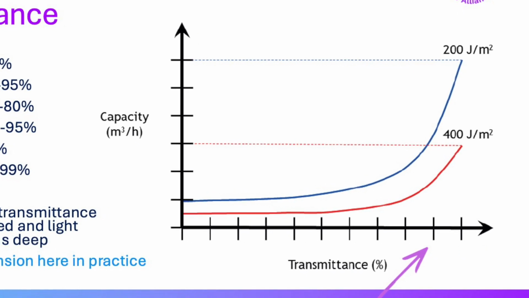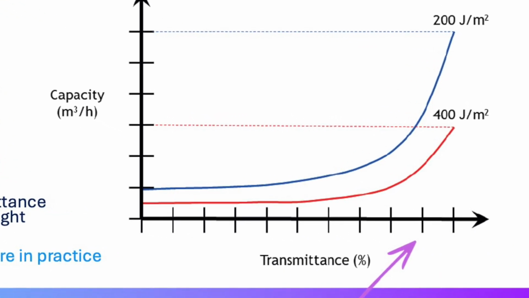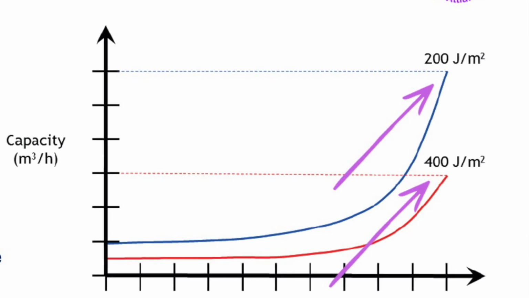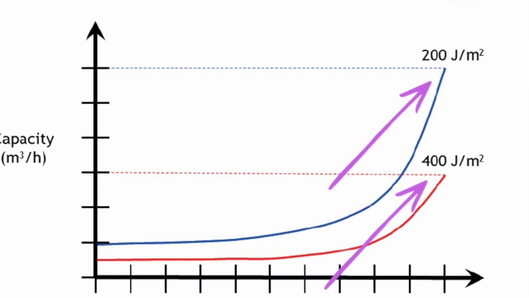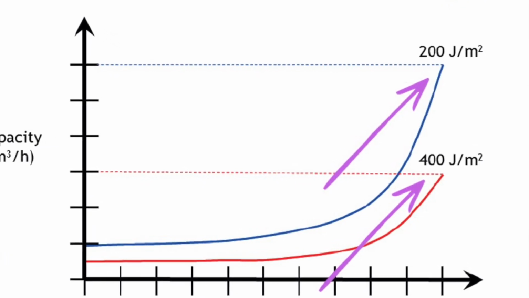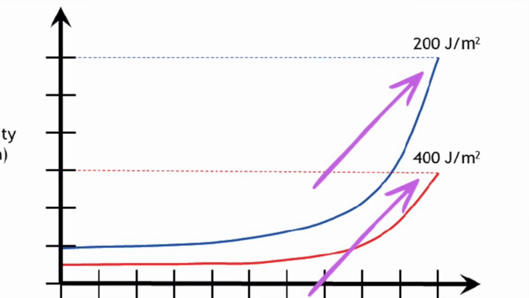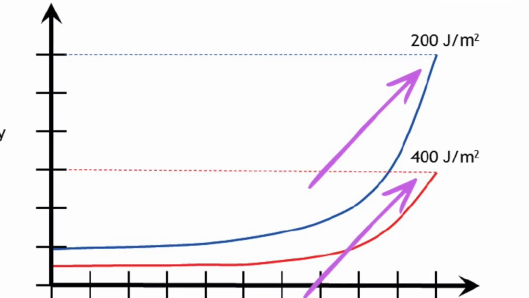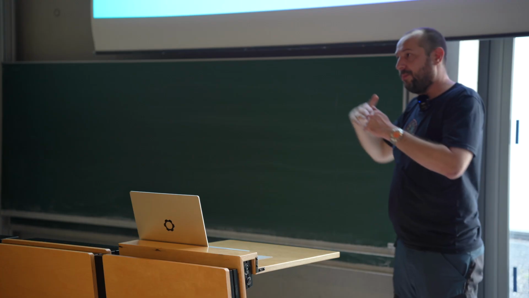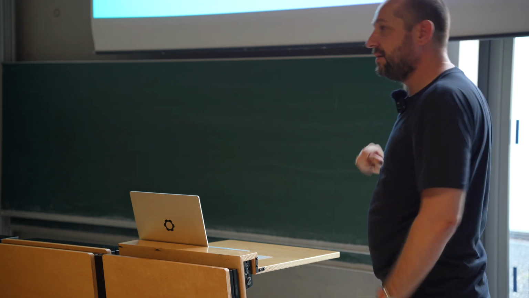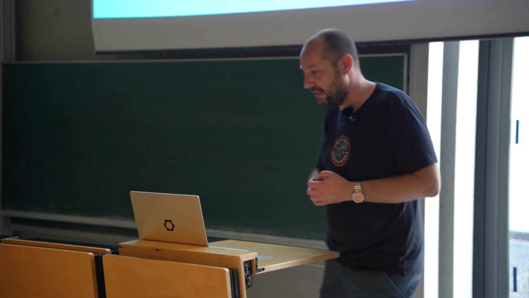Here you see the transmittance going up from 0 to 100. And here you see the two lines of two example systems of ours where you want to reach a certain dose, 200 or 400 joule. And as you can see, especially in the upper range, your capacity goes up really quickly when your transmittance goes up. So it also means you have to make the system fit for your transmittance.